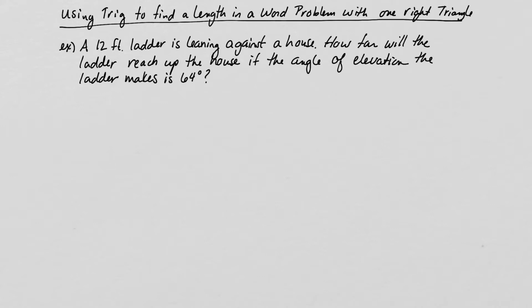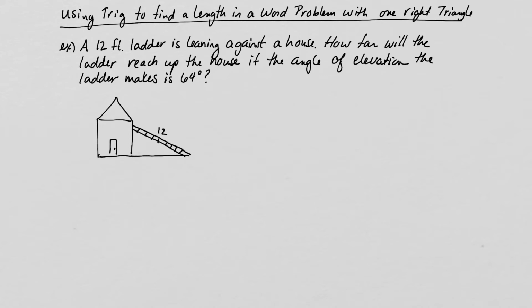It says a 12-foot ladder is leaning against a house. How far will the ladder reach up the house if the angle of elevation the ladder makes is 64 degrees? So I always like to draw a picture. Sometimes you're lucky and Alex actually draws the picture for you. But so here's my house, and there's a ladder, and the ladder is leaning up against the house. And they tell me that that ladder is 12 feet long.